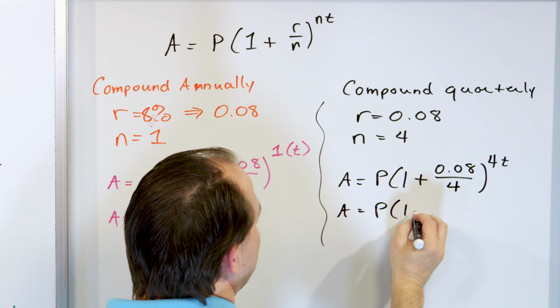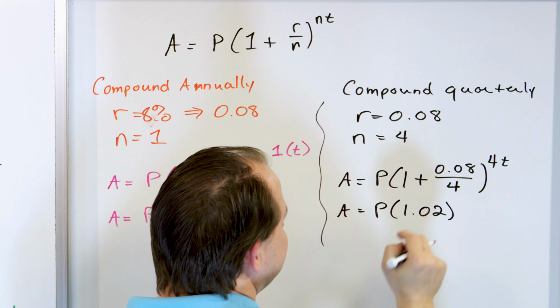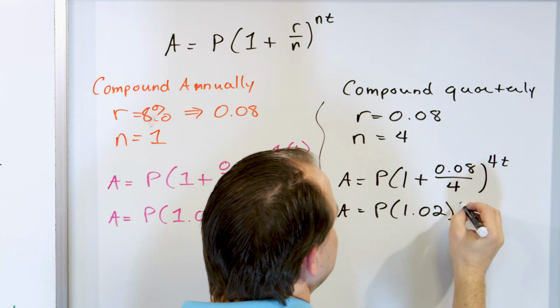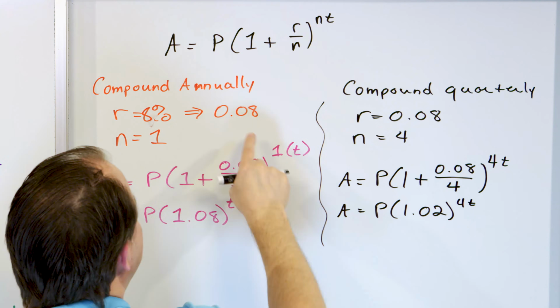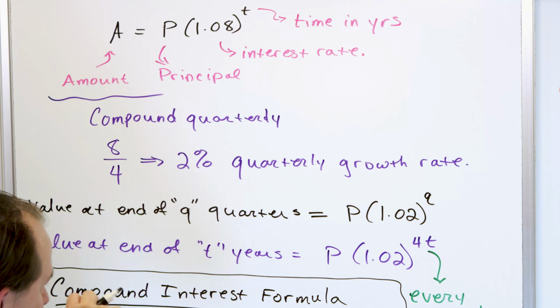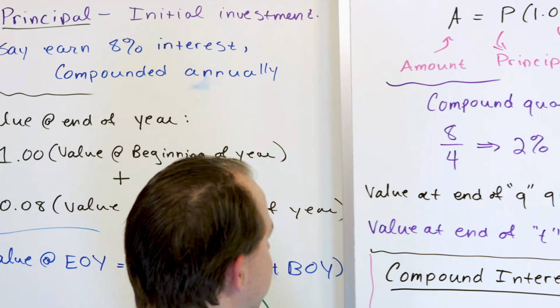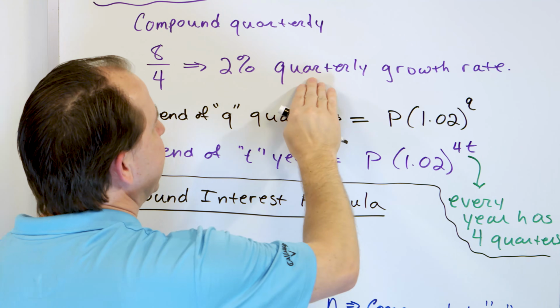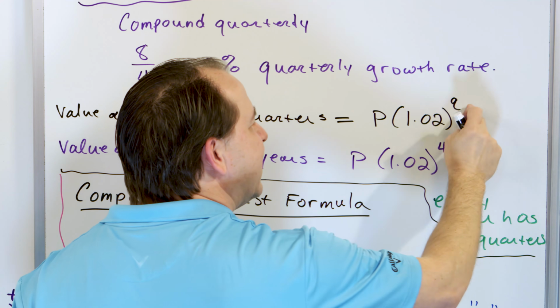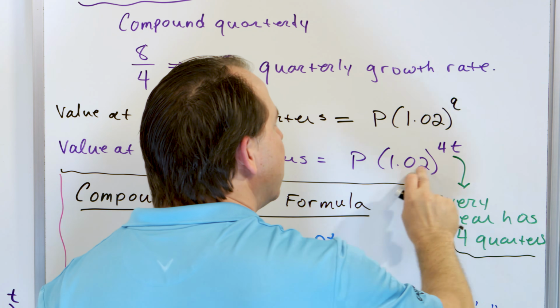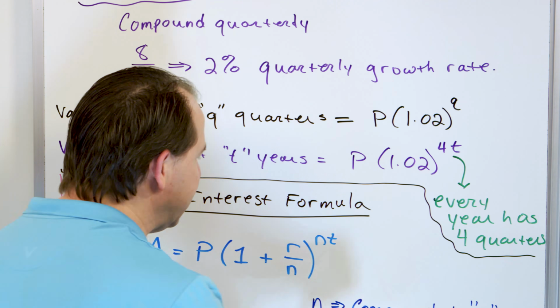This is p times 1.02. Then you divide this out here. You get 1.02 to the power of 4t. That's exactly what we talked about. Where was it at? Yeah, right here, compounded quarterly. This is if you're just going to talk about it in terms of number of quarters. This is going to be what happens if you talk about it in terms of the number of years.